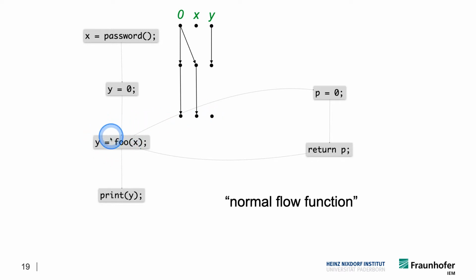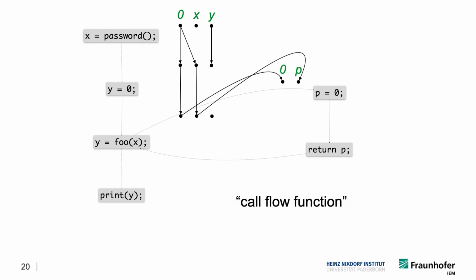Now we come to the call to foo here. And now next we would process a so-called call flow function that is mapping from the caller's calling context to the callee's calling context. And it will map 0 to itself because 0 is always true. But in particular, it will also map the actual parameter x to the formal parameter p that we have here. Then again, we are conducting a normal flow function here. So this is again the same situation as here. We are killing p.